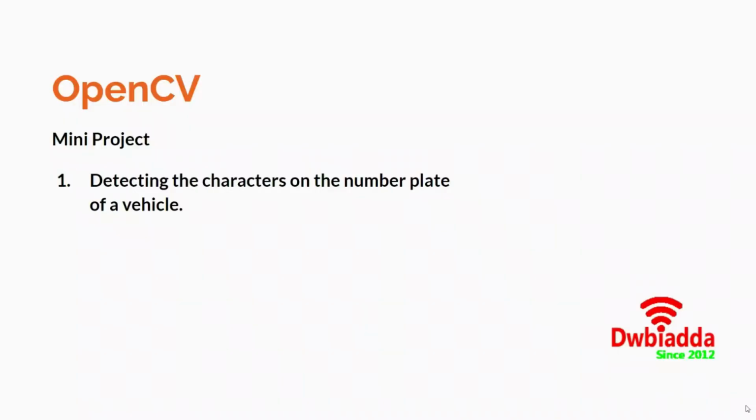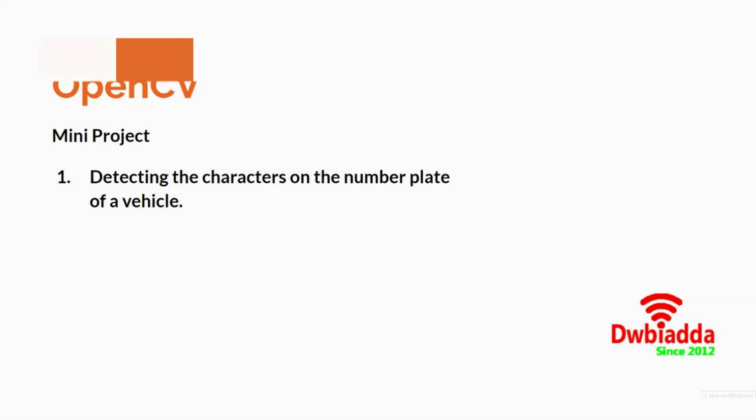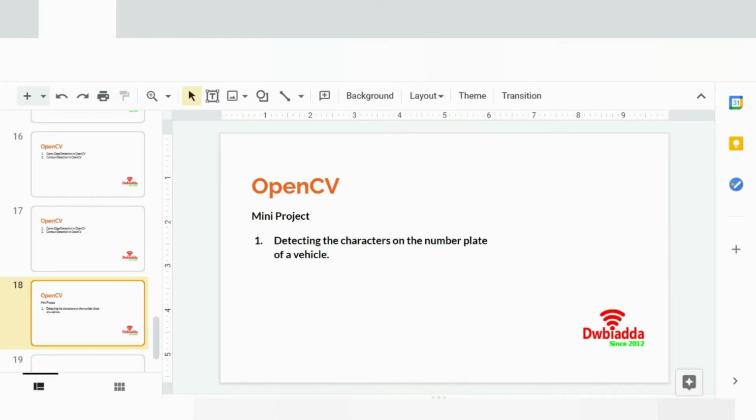Hello everyone, welcome back to the tutorials on computer vision. In the last lecture on the mini project, we were at the point where we have detected the edges of the car, and now we want to detect the contours and then the shape of the number plate. So without wasting much of your time, let's get started. I will fire up my Jupyter notebook.